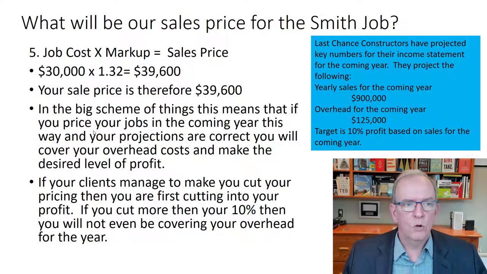So in the big scheme of things, this means that if you price your jobs in the coming year this way and your projections are correct, you'll cover your overhead costs and make the desired level of profit. Now, of course, if you don't get enough sales to meet that target, then you're going to be short. And if you actually end up with that same overhead, that will eat into your profit. That'll lessen your profit as well. So you got to be conscious of how that works too. It doesn't mean you're free and clear.